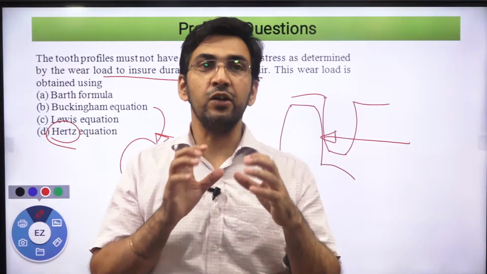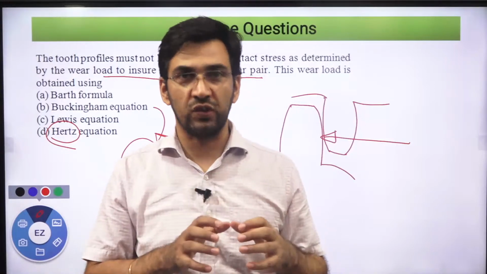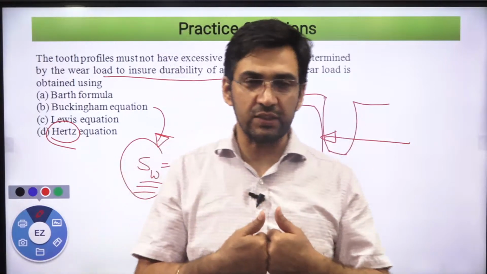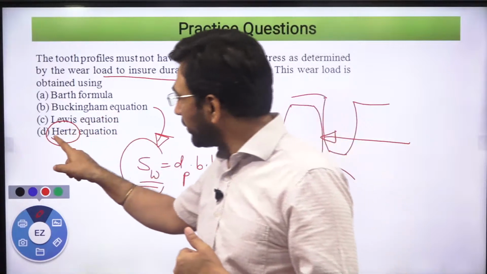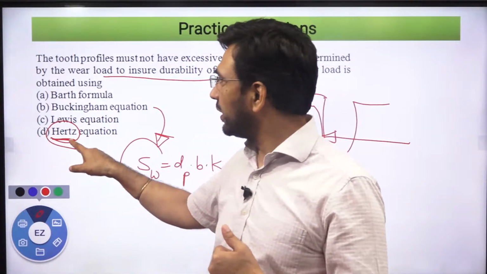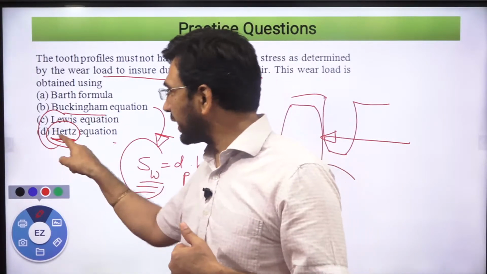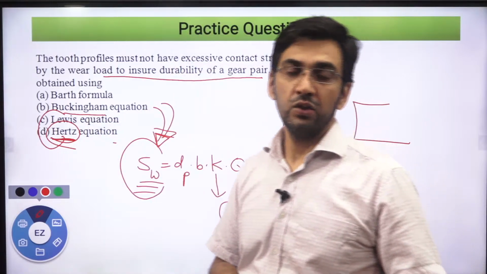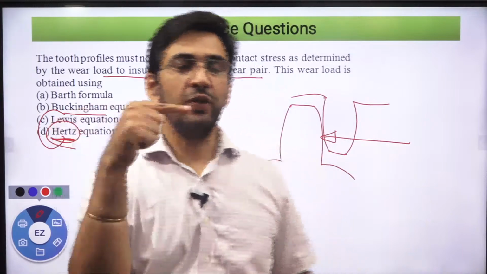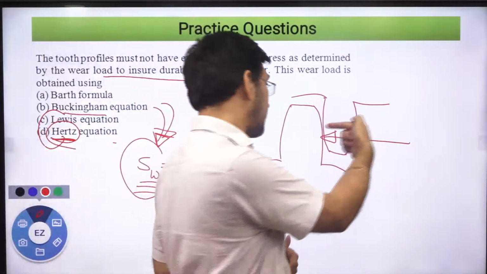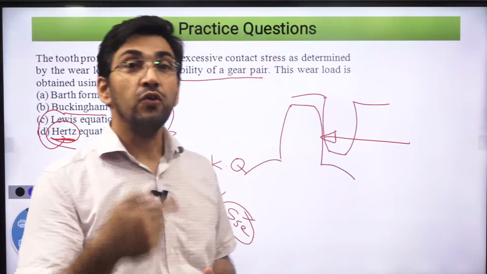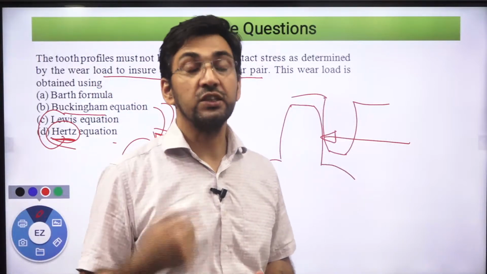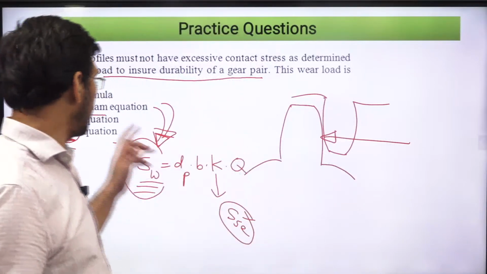So he has done a lot of work in the contact stresses. Contact means when they're compressing against each other. Making that the basis, Buckingham gave this equation. This equation was given. Wear strength is nothing but the maximum value of the tangential tooth load that a gear tooth can carry without pitting failure, surface fatigue failure. Keep this in mind, this was given by Buckingham.